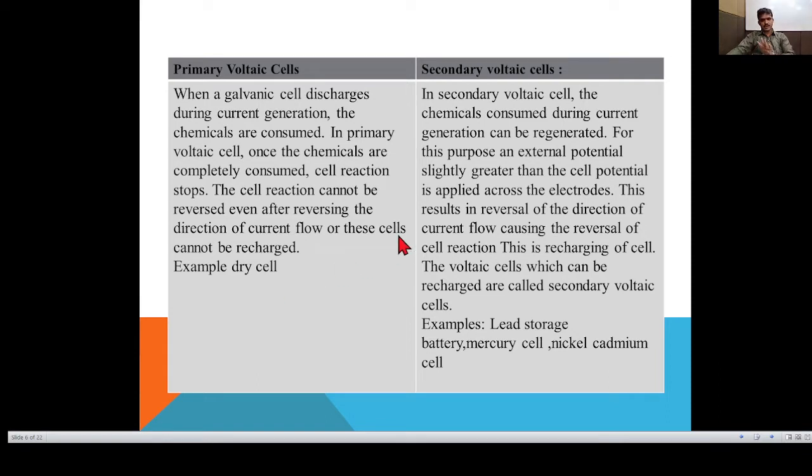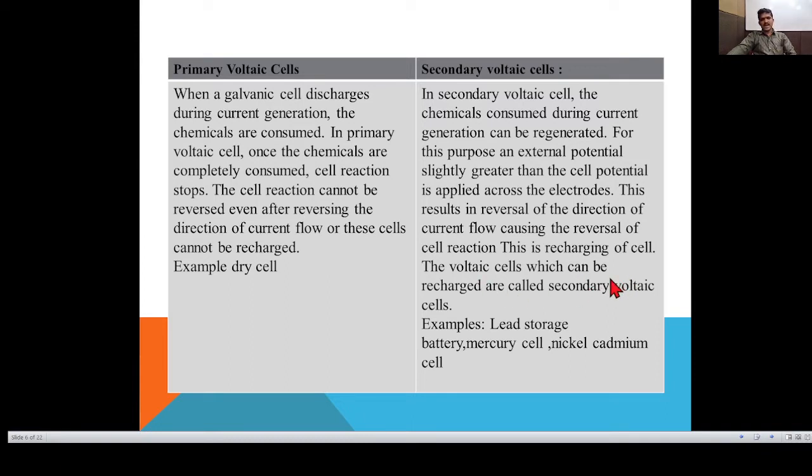Example, dry cell. While in the case of secondary Voltaic cell, for example, lead storage battery, such batteries are used in two-wheelers and four-wheelers. In the secondary Voltaic cell, the chemicals consumed during current generation can be regenerated. For this purpose, an external potential slightly greater than the cell potential is applied across the electrodes. This results in reversal of the direction of current flow, causing the reversal of the cell reaction. This is recharging of the cell.